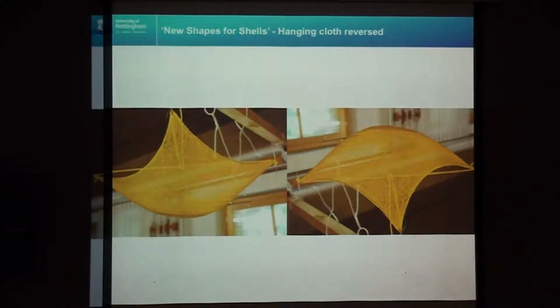The problem with hanging a cloth is that you have a warp and weft, and if you hang it with the warp and weft at right angles to each other, you get one form. If you hang it with the warp and weft at 45 degrees, you get a different form. So it's one way of finding a shape, but it's not particularly accurate.